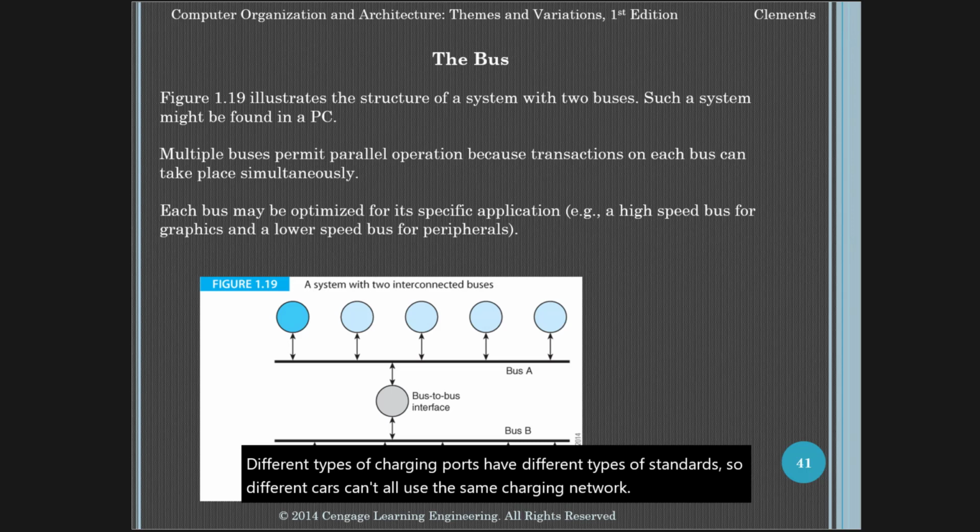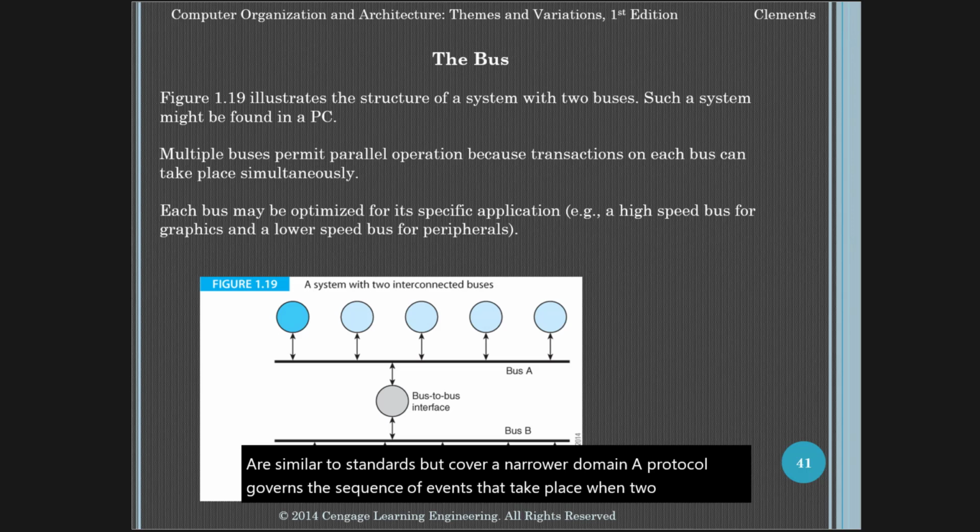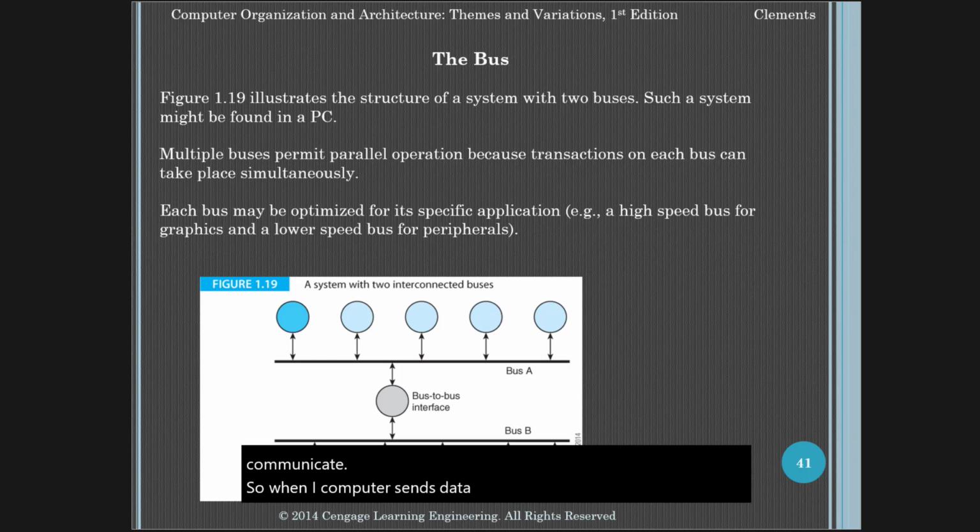So, protocols are similar to standards but cover a narrower domain. A protocol governs the sequence of events that take place when two parties communicate. So when a computer sends data to memory, the write protocol defines the sequence of signals, the address, the write command, the data that's stored, together with the minimum and maximum duration of the signals. So protocols define how we can use those standards. So you'll want to make sure and hold on to those terms.